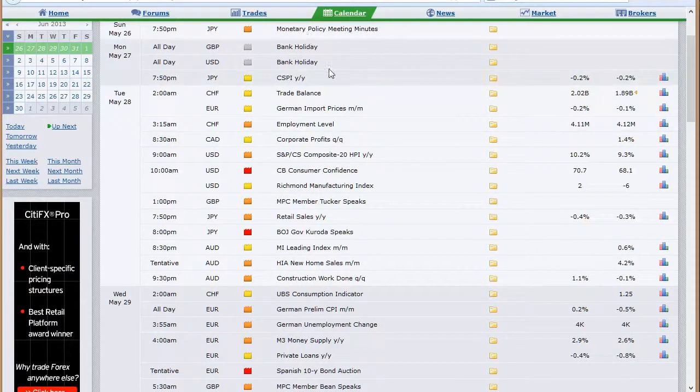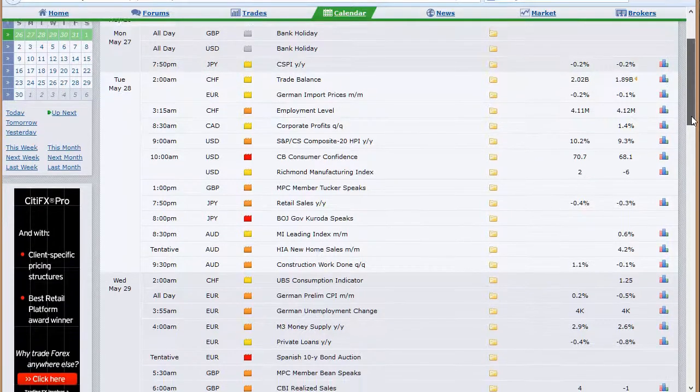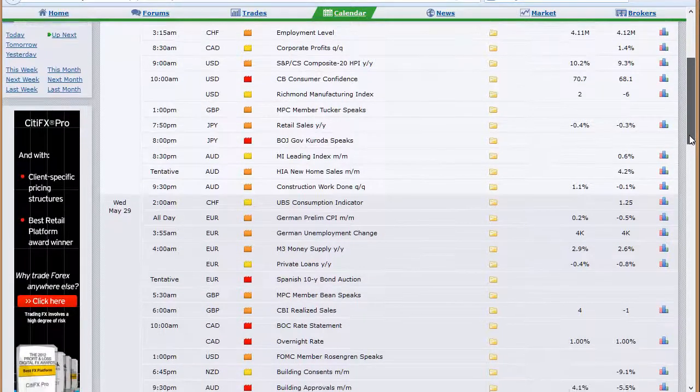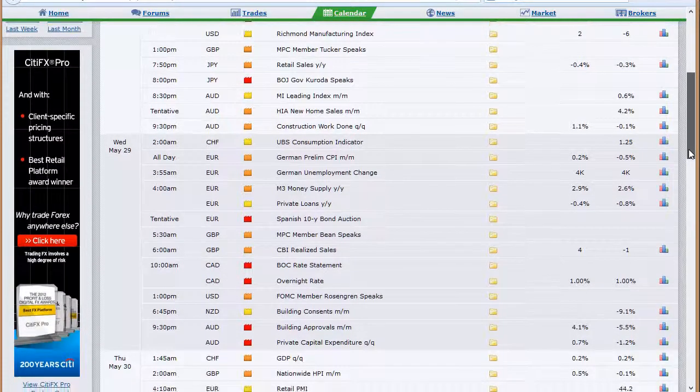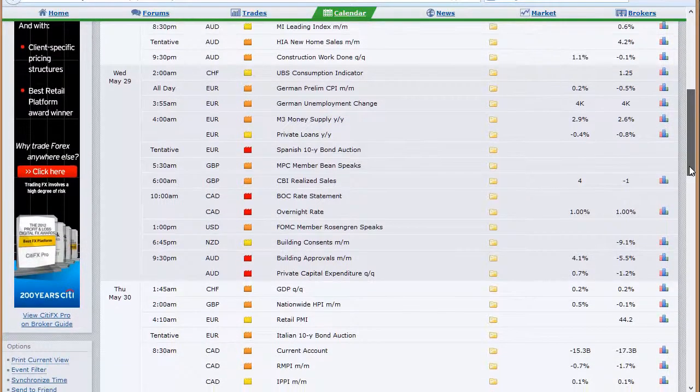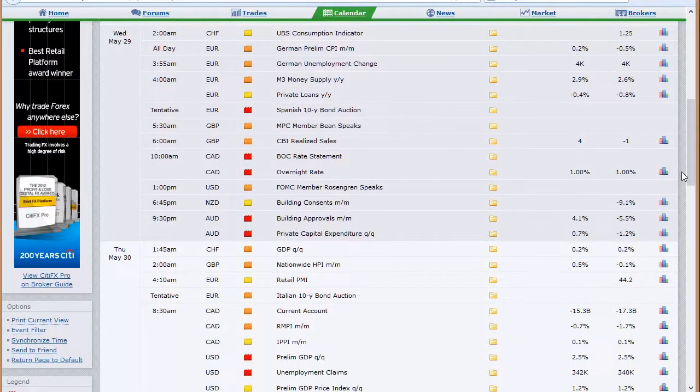On Sunday, basically nothing. Monday's holiday in the UK and the US, so again, no calls. We will post levels though. That night, Japan's got their CPI number. Tuesday, we've got trade balance out of Switzerland, German import prices, employment level out of Switzerland, corporate profits out of Canada, consumer confidence out of the US. That's a decently important number for stocks, but not really for Forex. In the UK, a speech, we've got retail sales out of Japan, leading index out of Australia, as well as new home sales.